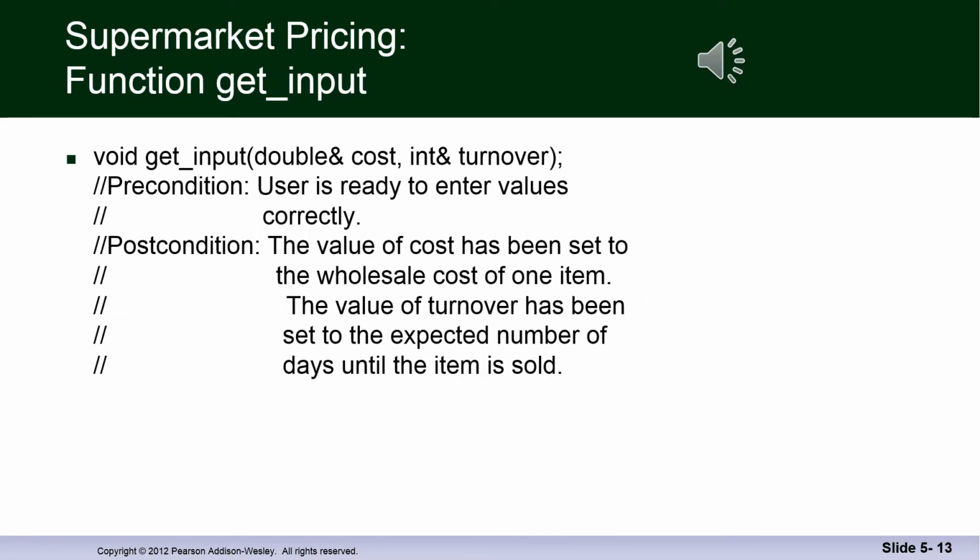First subtask will be a function named getInput. It will be a void function, and it will have two arguments: a double, call by reference, formal parameter, and an int, call by reference, formal parameter. Those parameters will be named cost and turnover. The precondition: user is ready to enter values correctly. The postcondition: the value of cost has been set to the wholesale cost of one item. The value of turnover has been set to the expected number of days until the item is sold.